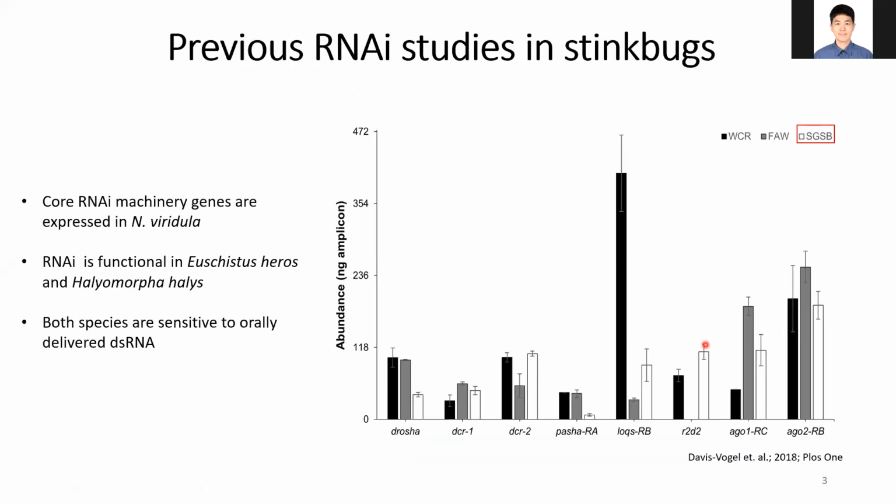When we started this project, we had the information that you can see in the graph. The white bar represents the SGSB, the southern green stink bug, and the information was that all the core RNAi machinery genes are functional in this pest, but there was no information on whether RNAi is functional upon the delivery of dsRNA. But in other stink bug species, Halyomorpha and Euschistus, it has already been confirmed by orally delivered or microinjected dsRNA that RNAi is functional, both by oral RNAi efficacy and microinjection efficacy.